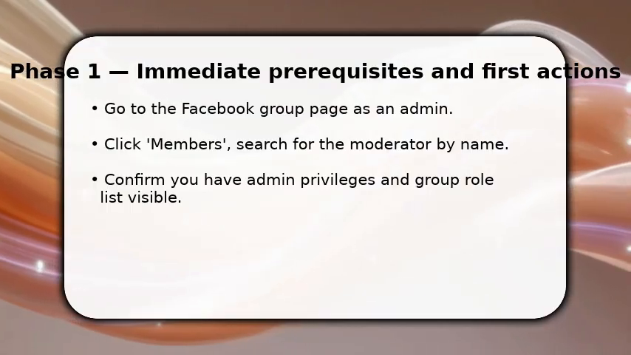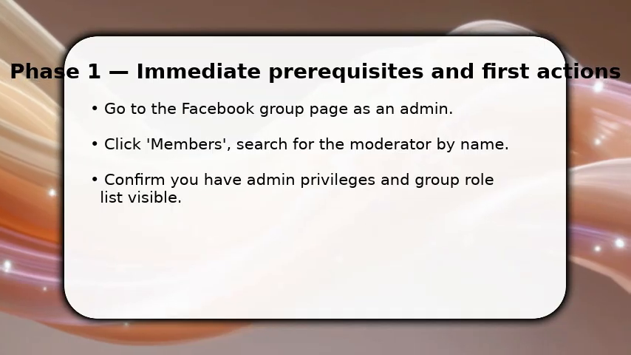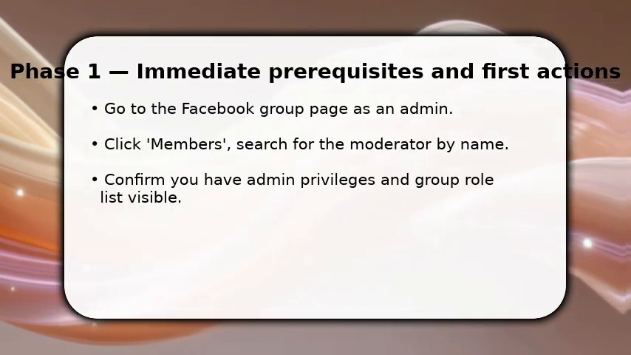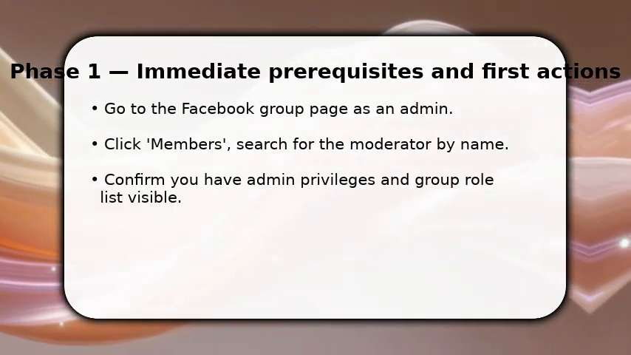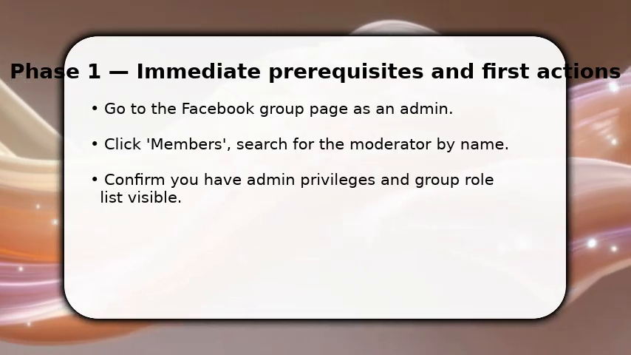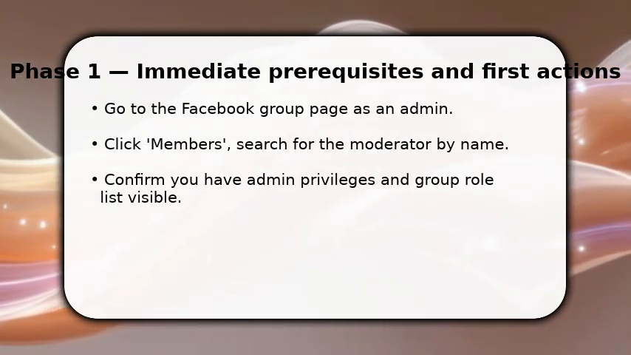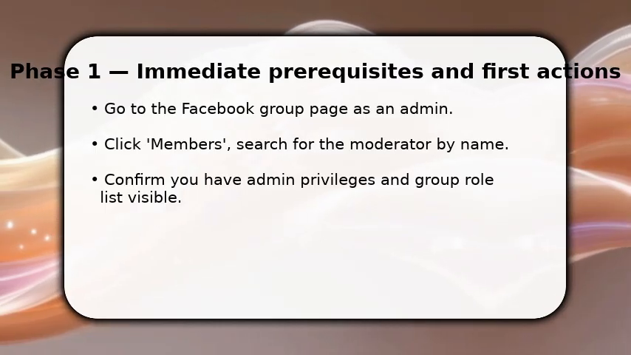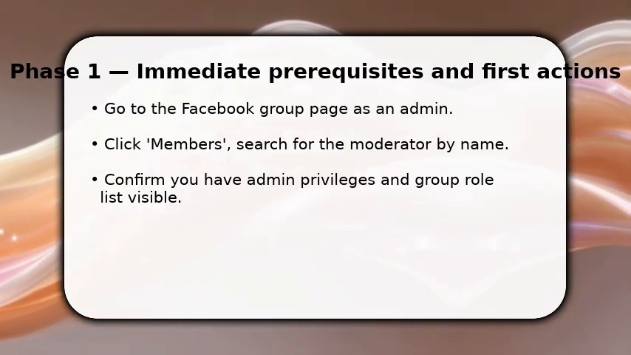You start by opening the group as an admin and locating the Members tab. This is where roles live. Once on Members, type the moderator's name in the search box to surface their entry quickly. Make sure you actually have admin status. If not, you cannot change roles.